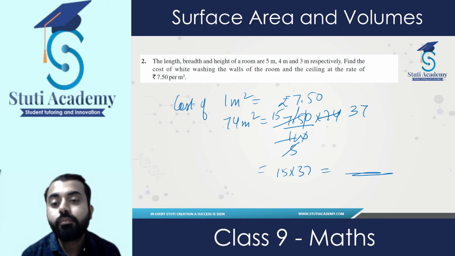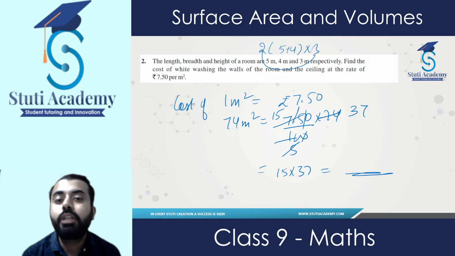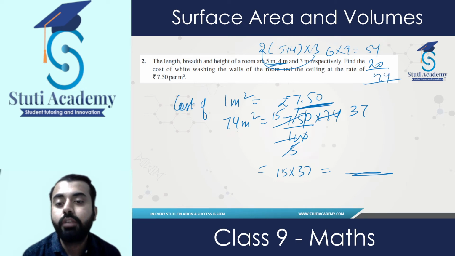See, firstly, what we did, we found out the perimeter of rectangle. It was 5 plus 4 multiplied by 3. That would have been 6 into 9. And the area of top was 4 into 5. That was 20. Adding both of them, you got 74. Now, the cost of 1 meter square was 7.5, and the cost of 74 meter square will be what? 7.5 into 74, solving that, I got this 50 into 37.